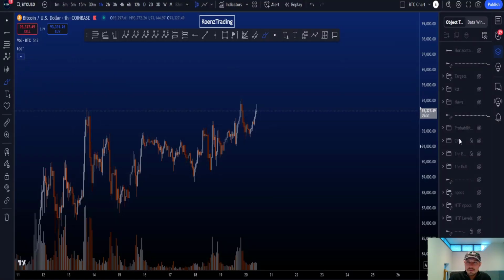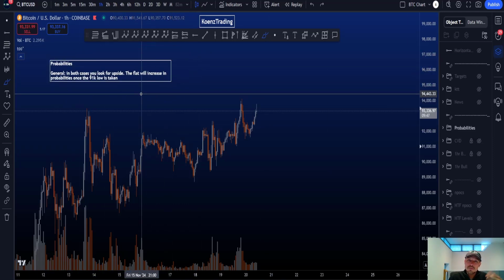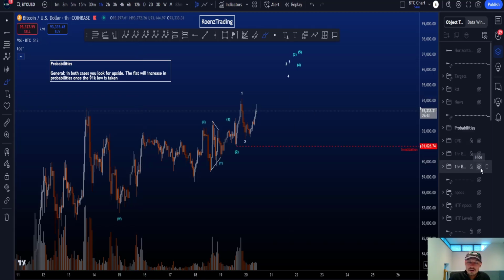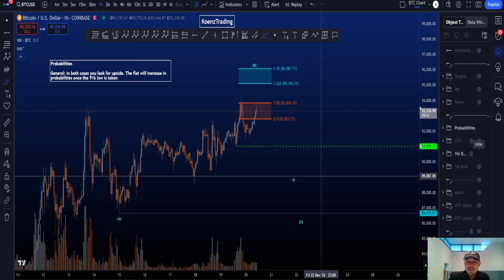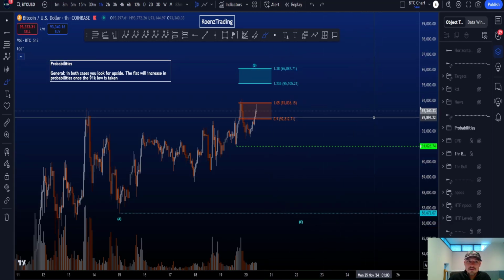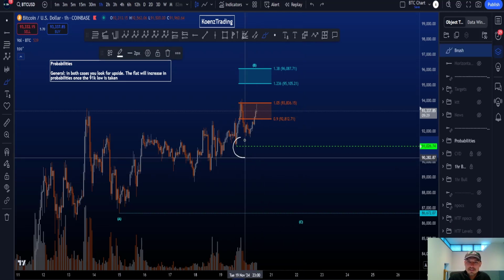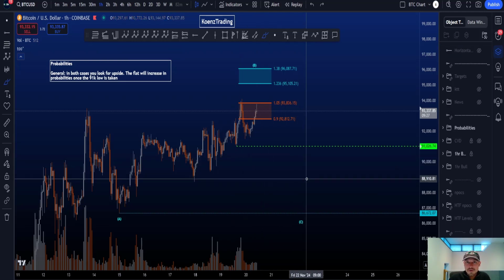If we then look at the probabilities of the different scenarios, then in general we are looking for price to continue the trend. In both cases, the bullish scenario, the multi 1-2, as well as the flat scenario ABC, you are then looking for a continuation of the trend. The flat probabilities, however, that you see on the chart here will only significantly increase if price can take out this low here at 91k.